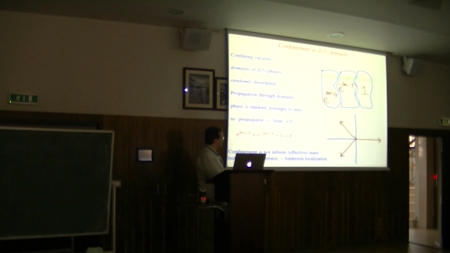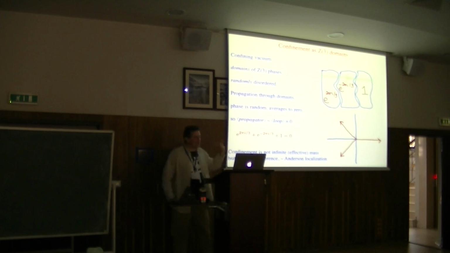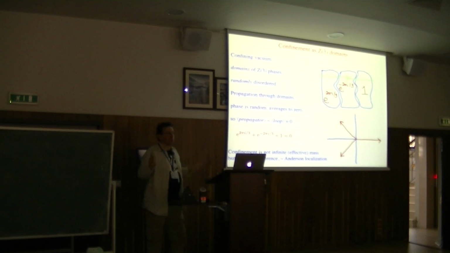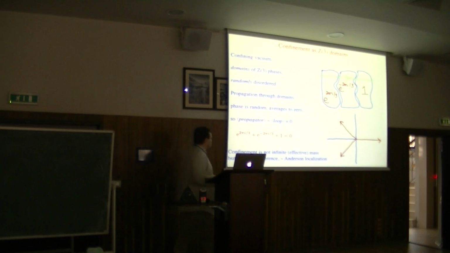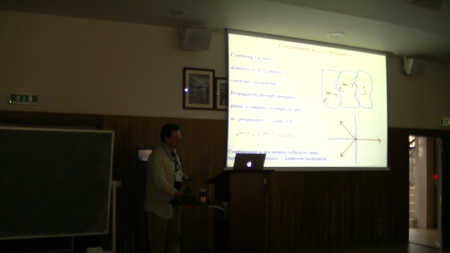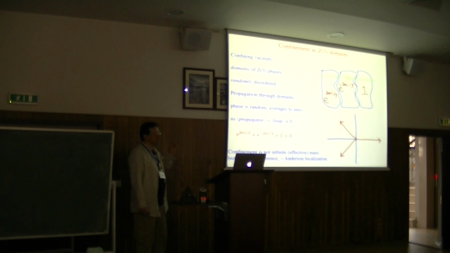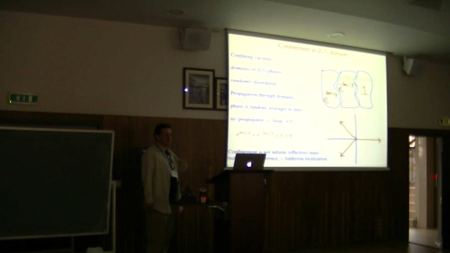And this is what confinement is. It's this 0, these random phases bouncing back and forth. So confinement is not this infinitely heavy effective mass, but it's this phase decoherence. In fact, it's very similar to the phenomenon of Anderson localization, where a particle propagating through a medium picks up an arbitrary phase scattering off of impurities.